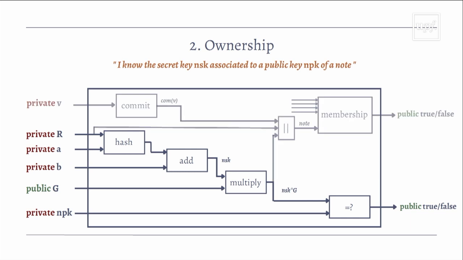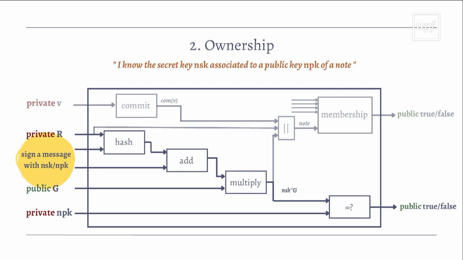So here I'm just adding it to the previous circuit. Here we are making sure that the node's public key is the one that is actually used to check that it belongs to the tree, so that we are not making any tricks here. And what I wanted to say is that here we are making Bob insert his secret keys inside the circuit, which is not something that we would like to do.